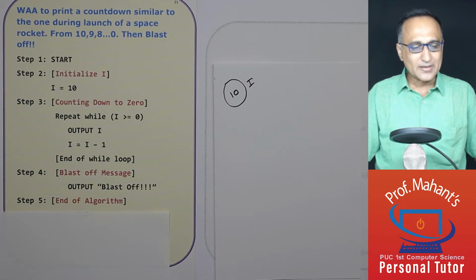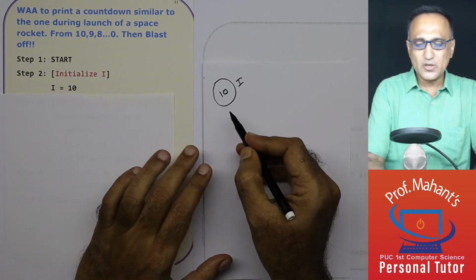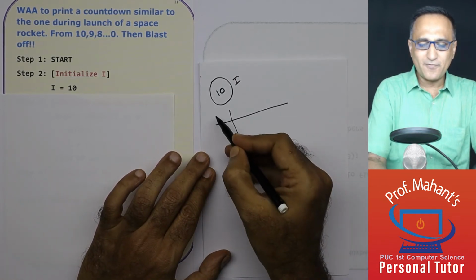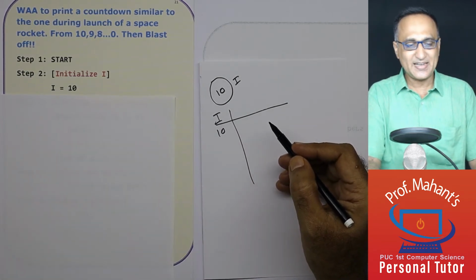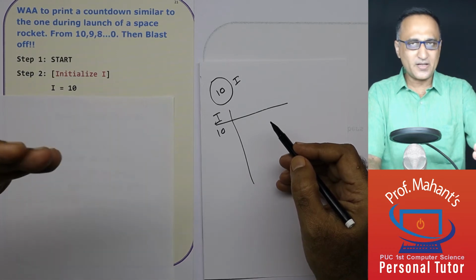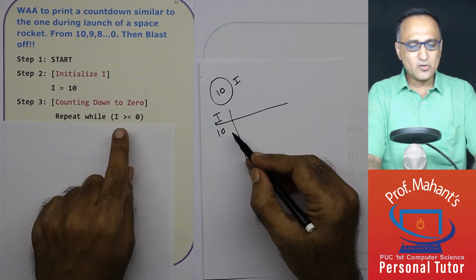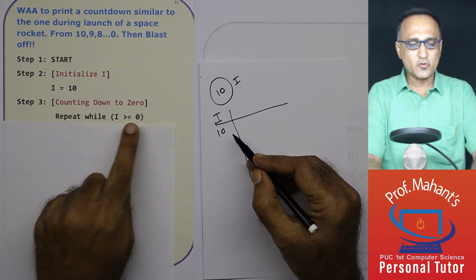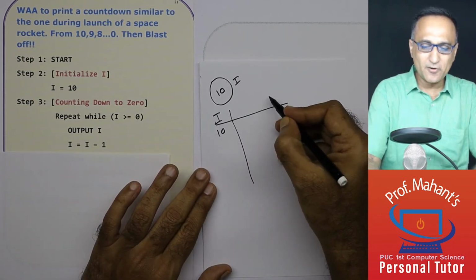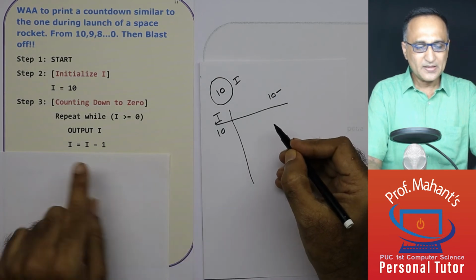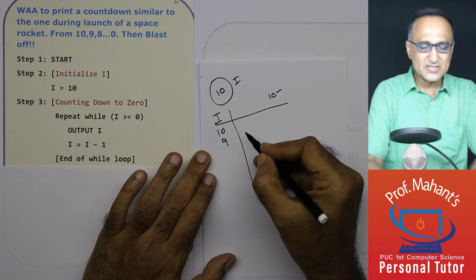So let's run through this logic and see what happens. As usual, we will draw a table for the value of I. I starts from 10. I've initialized the value of I as 10. You can make it 100, and it will start printing from 100 all the way down. Now, is I greater than or equal to 0? This condition is true. So I come here, and the first step I do is print the value of I. I print 10. Then I is reduced by 1. Since I is reduced by 1, I becomes 9.